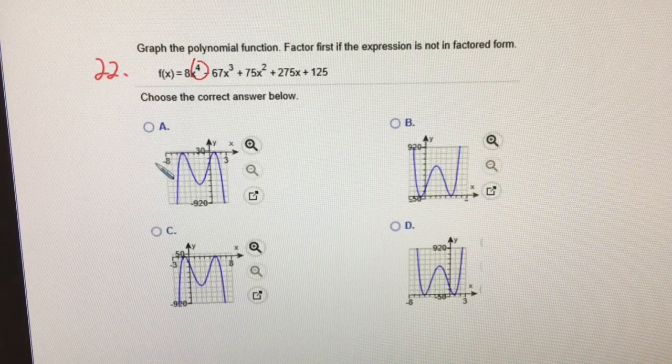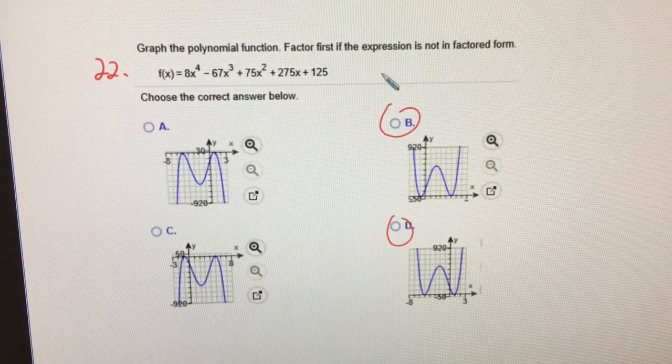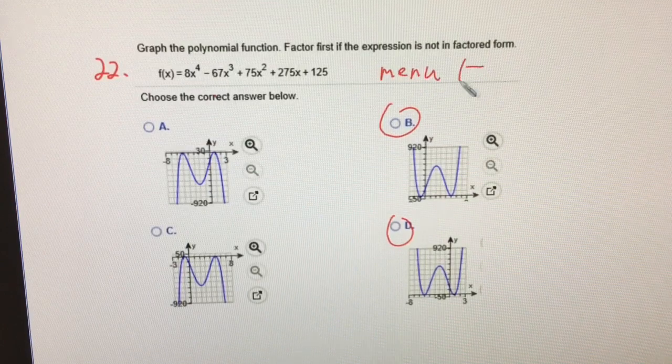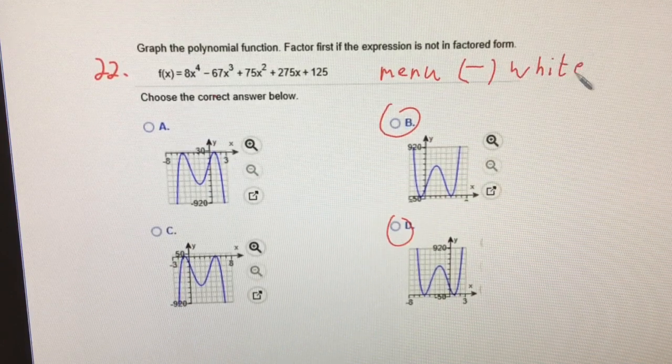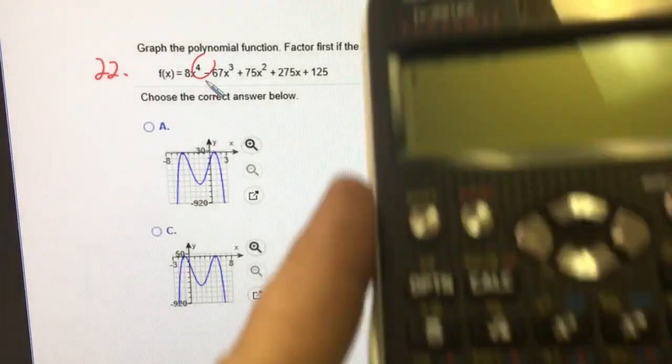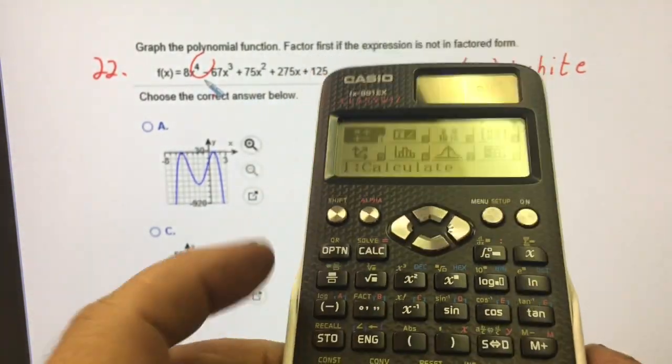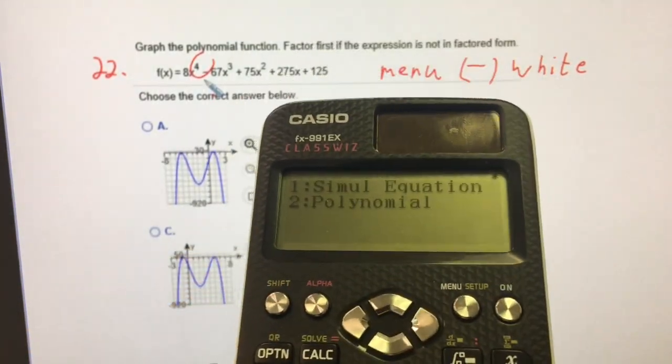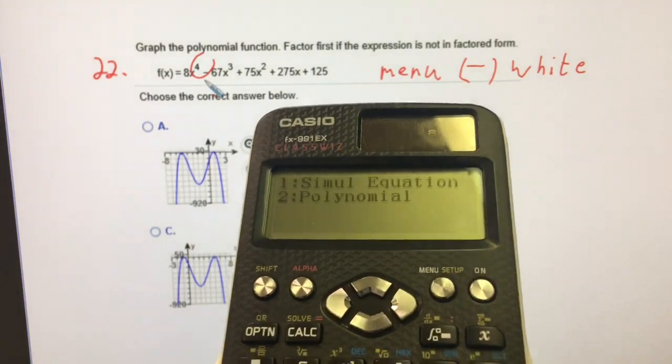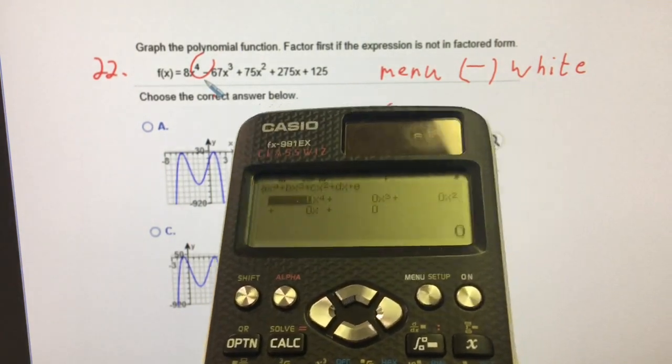X to the 4th. X to the 4th is going to be up. So it's either B or D. Now, in order to do this one, we have to do menu minus on the white calculator to solve an x to the 4th. What I mean by menu minus is I'm going to hit the menu button, then I'm going to hit this negative button here, and it's going to ask me if I want to do a simultaneous or polynomial. This is x to the 4th, so that's a polynomial. Then I'm going to select the degree of 4, and then I'm going to do my normal mode stuff.